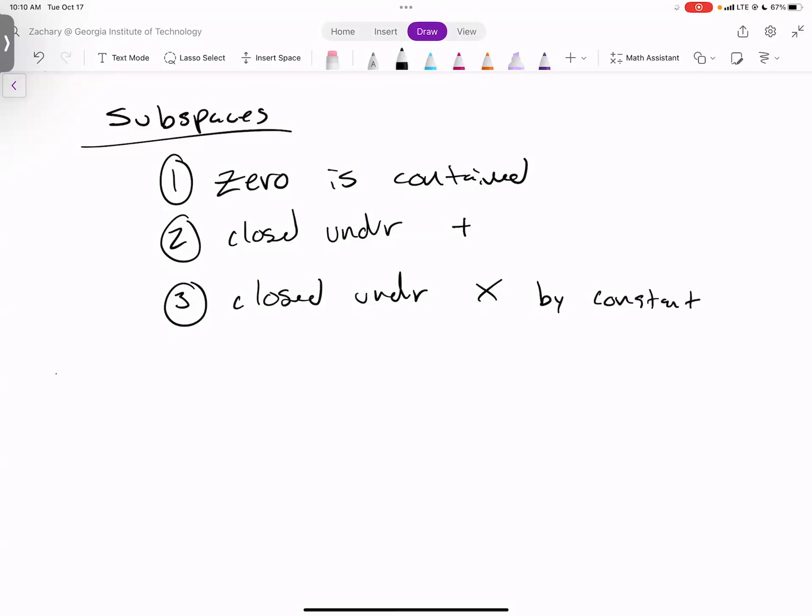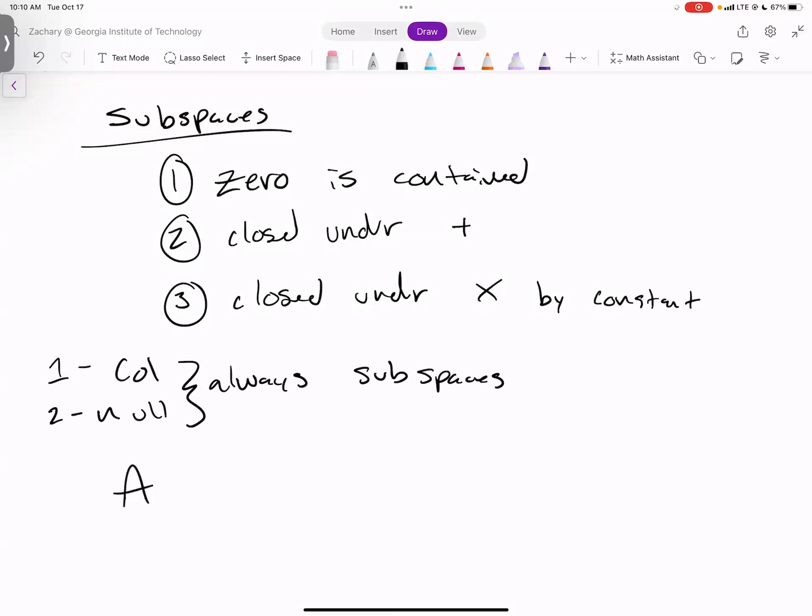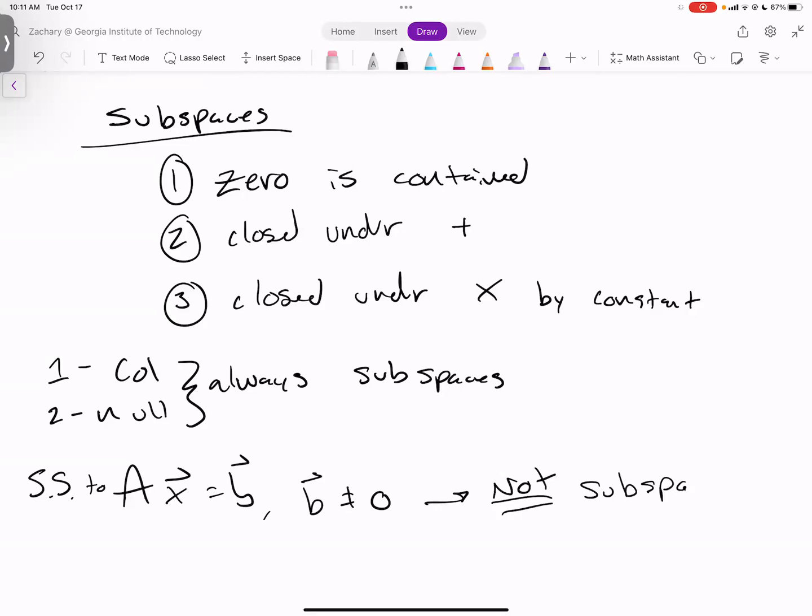And the most common subspaces we see in this class. Some easy examples that, if you can describe them like this, are automatically a subspace are a column space and a null space. These 2 things are always subspaces. And a little sidebar here: any solution set to Ax equals b, where b is not 0, so we're looking for an inhomogeneous solution, is always not a subspace.